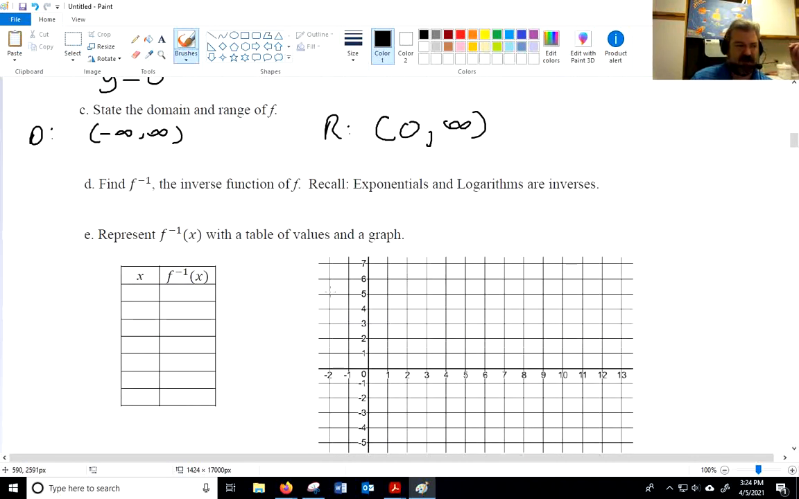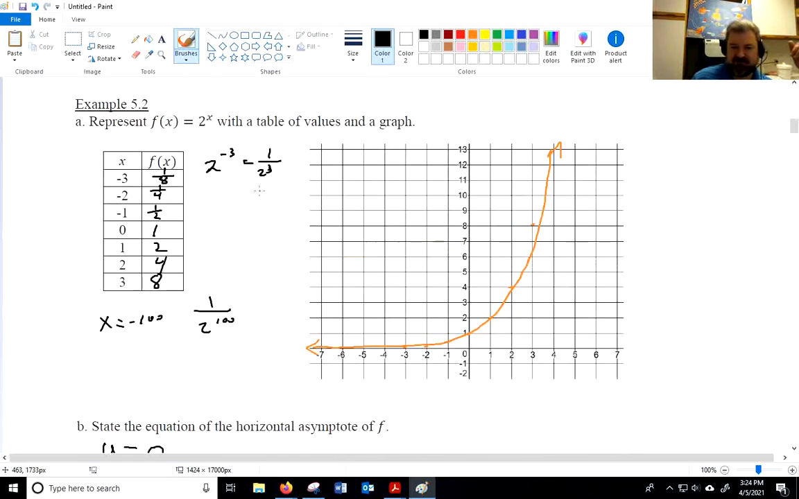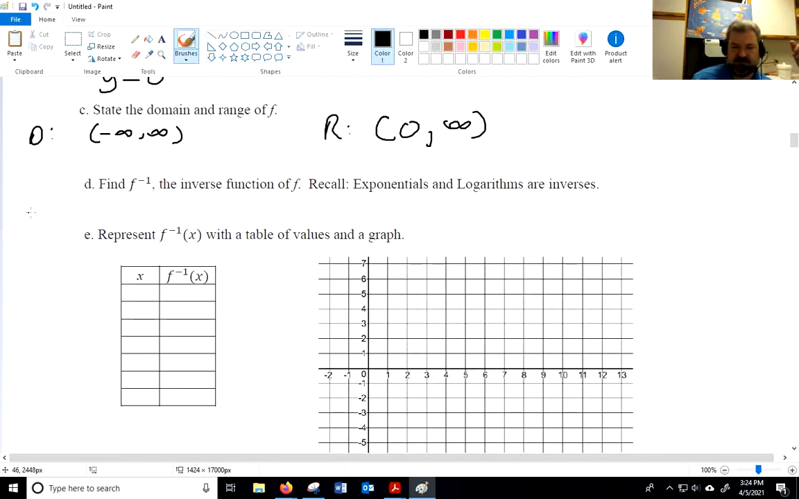All right, let's take a look at the next one. We're going to find f inverse. Recall that the inverse of exponentials are logarithms. So to find the inverse function of f, we need to remember that the inverse of this is a logarithm. Let me just write it again. Well, here was f of x, which is 2 to the x. So the inverse must be a logarithm. So the log base 2 of x, because that's what undoes exponentials.